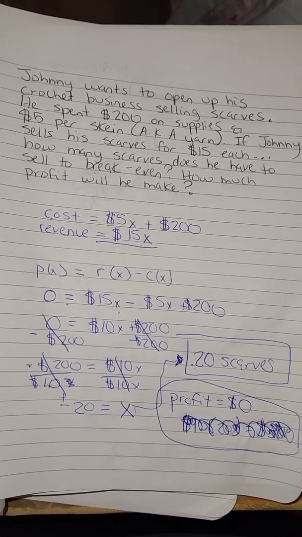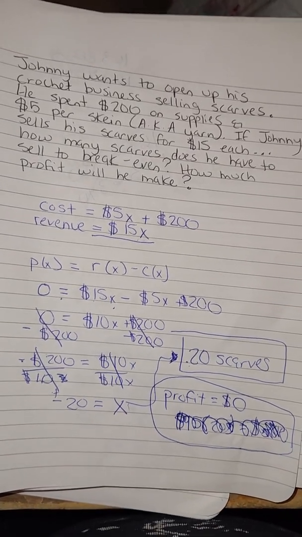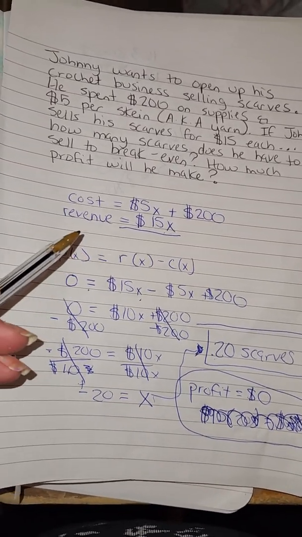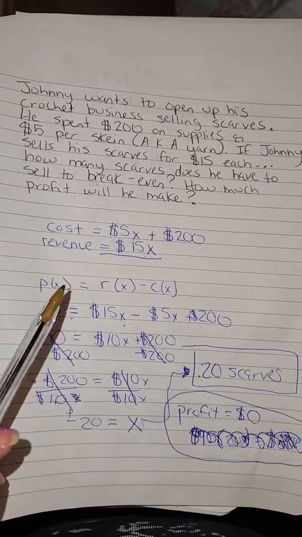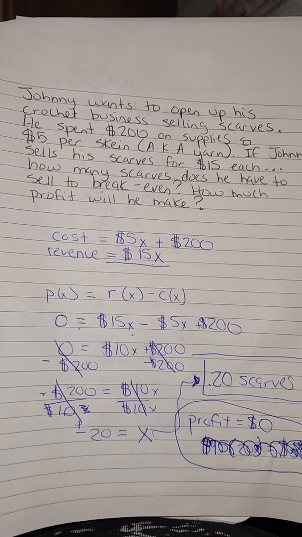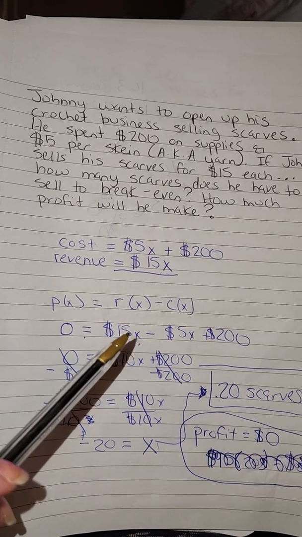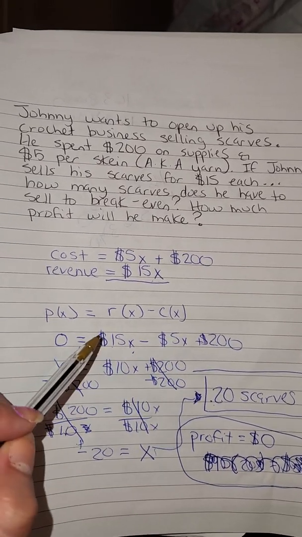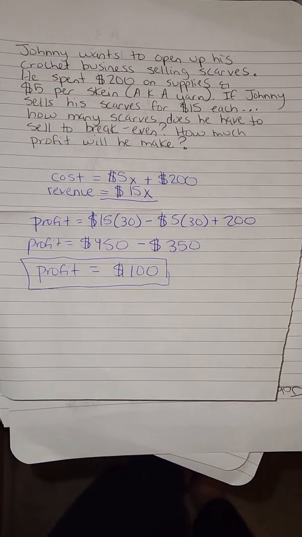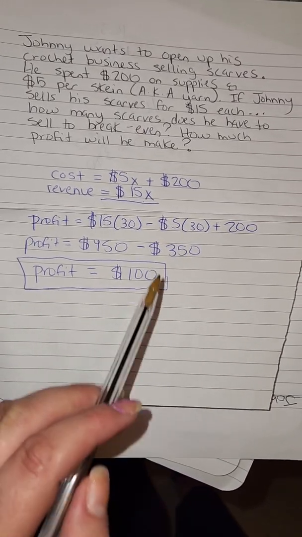Now, if they wanted to find out how much money he made selling 20 scarves, it would be $300. But if he sold more than 20 scarves, let's say 30 scarves, then of course he'd be making profit. If we plug 30 scarves in where the X value is, I'll do my calculations. As I was explaining, if Johnny had sold 30 scarves, he would have made $100 profit.